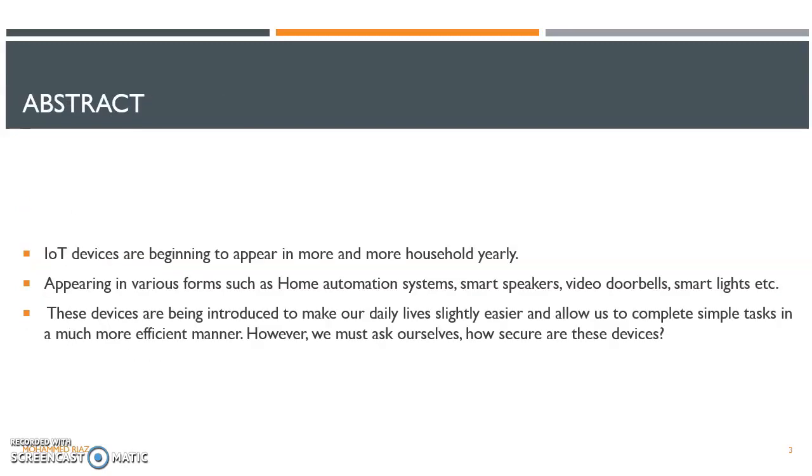So for the abstract, IoT devices are beginning to appear in more and more households yearly, appearing in various forms such as home automation systems, smart speakers, video doorbells, smart lights, and so on. These devices are being introduced to make our daily lives slightly easier and allow us to complete tasks in a more efficient manner. Like, for example, with smart lights, rather than actually getting up to flick the switch, you can just do that from your phone now, and you can adjust the settings to maybe go to 25% rather than reaching the full 100. In doing this, you'll also save a little bit of money on your bill. So those are little tricks and little benefits that these smart devices do provide.